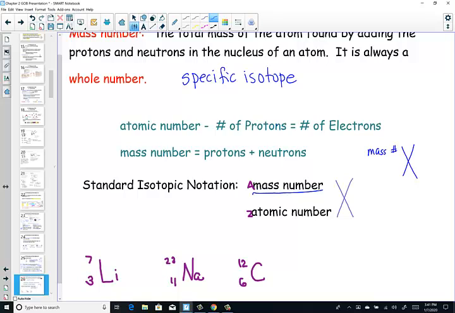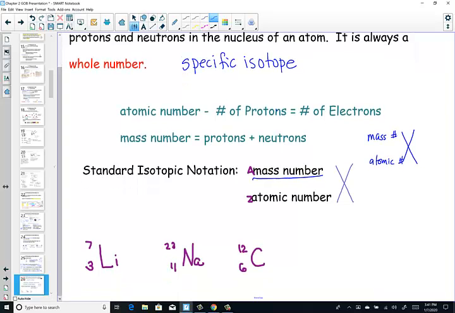The atomic number, of course, gives us the identity of the element, and that is a subscript to the left of the symbol. Alrighty, so here's 3 examples. The standard isotopic notation for the element lithium could be represented by Li, the elemental symbol, 7/3 to the left of the symbol. That tells me the mass number is 7.